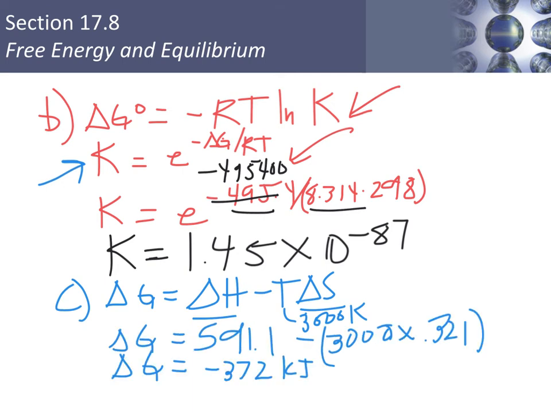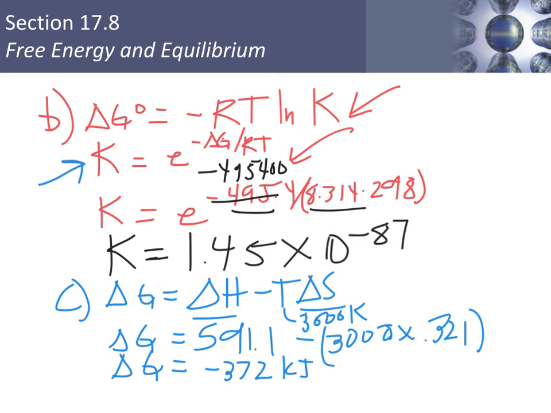So we use 591.1 kilojoules for the delta H, just like we did in part A. We're putting in 3000 Kelvin for our temperature. And then our delta S, we also want that to be in kilojoules. We want those units to match. So we're going to put it as 0.321 kilojoules per Kelvin. And for delta G, then we get negative 372 kilojoules. So now it's negative at this higher temperature. So now we are looking at a spontaneous or thermodynamically favored process.